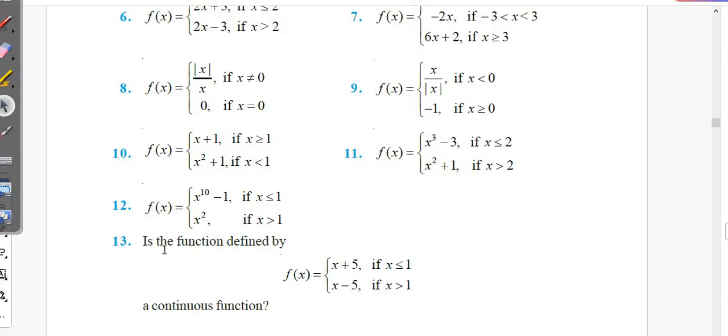So what is the given question here? Is the function defined by f of x equal to x plus 5 if x is less than or equal to 1, x minus 5 if x is greater than 1, a continuous function? So basically, for the given function they're asking us to check the continuity. Whether it's continuous or not, we have to answer.